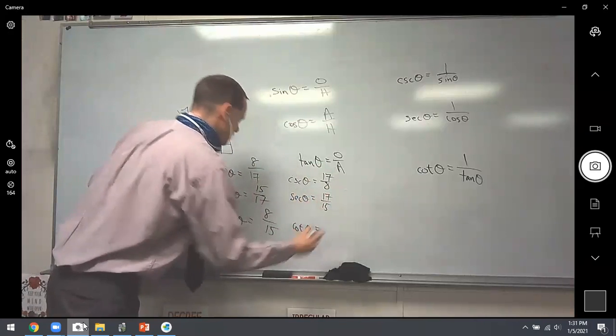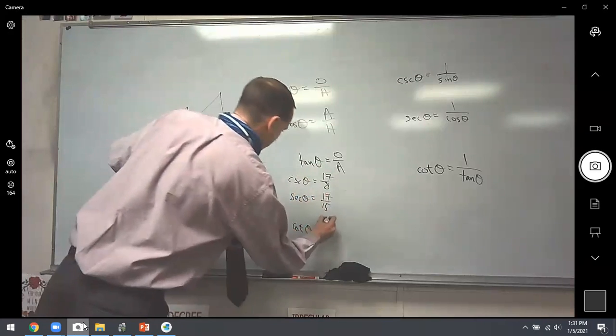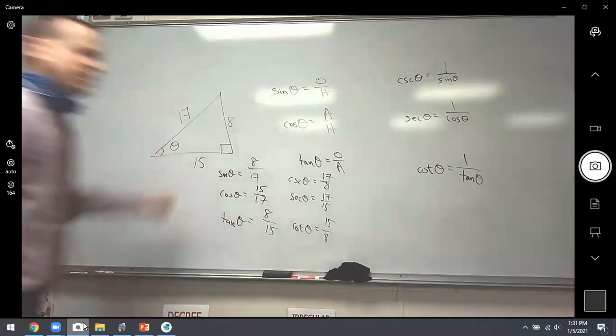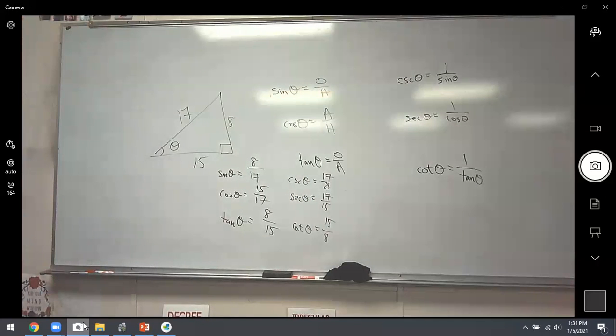And lastly, cotan is tan flipped, which would be 15/8. So it's about that easy. That's all you should have to do to find all six trig functions for any given angle, if you know all the sides. Pretty straightforward. Any questions over that? Think it makes sense? All right, let's go back to the stuff then.